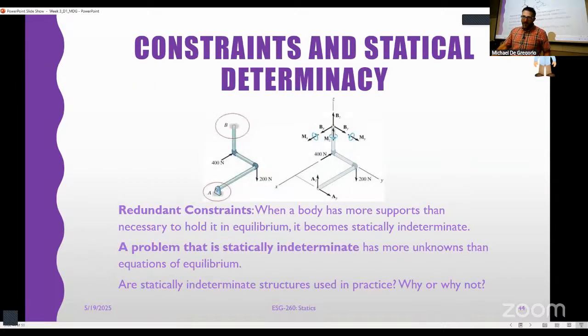So I'm going to talk to you about constraints and statical determinacy. Right? Why? What does this even mean? When you do something in SolidWorks, okay? When you do something in SolidWorks, what happens if you over constrain it? It turns red, which means it's mad at you, right? Because SolidWorks has sentience, okay?